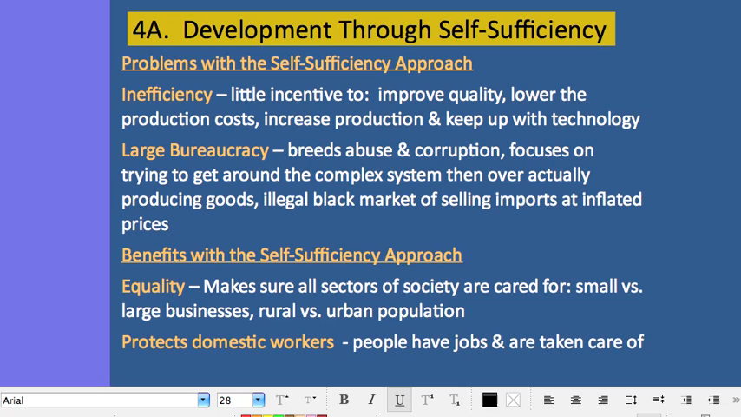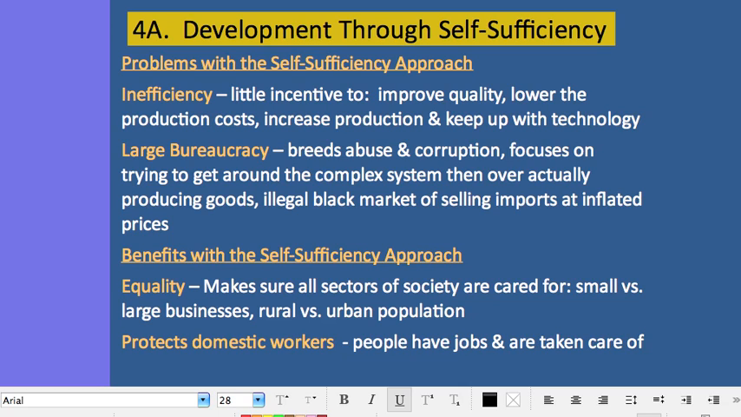Often another problem is a large bureaucracy. That's like very big government that has all these rules and restrictions and regulations, which can often make it difficult for businesses to do things that they need to get done. This breeds a lot of abuse and corruption, or just skirting around the regulations, and selling their product maybe illegally on the black market, or it just makes it very difficult to maneuver with a business.